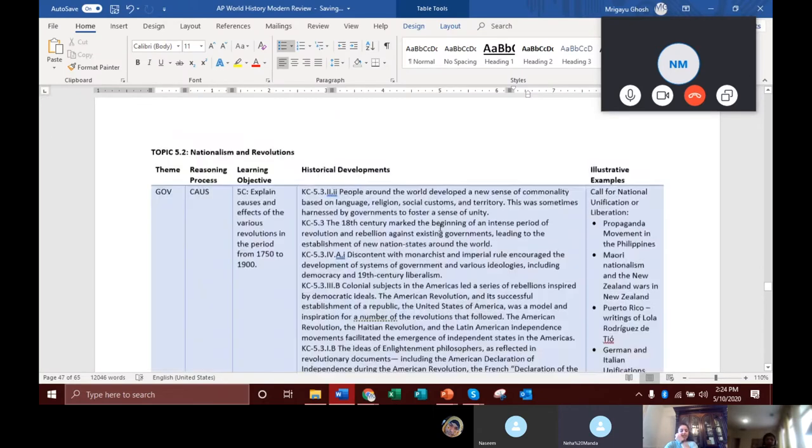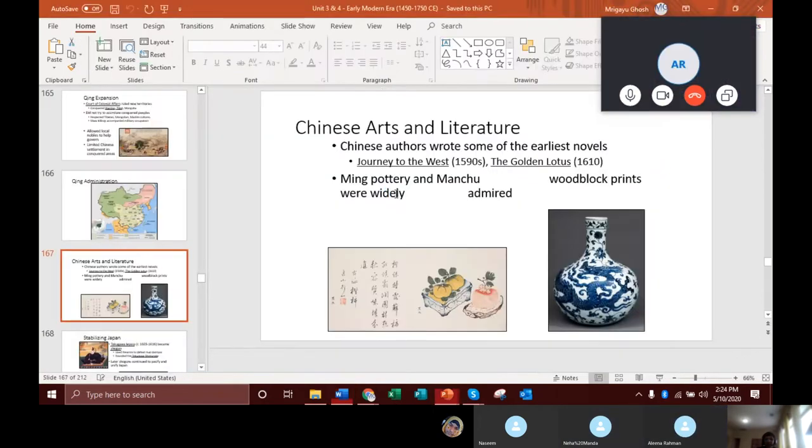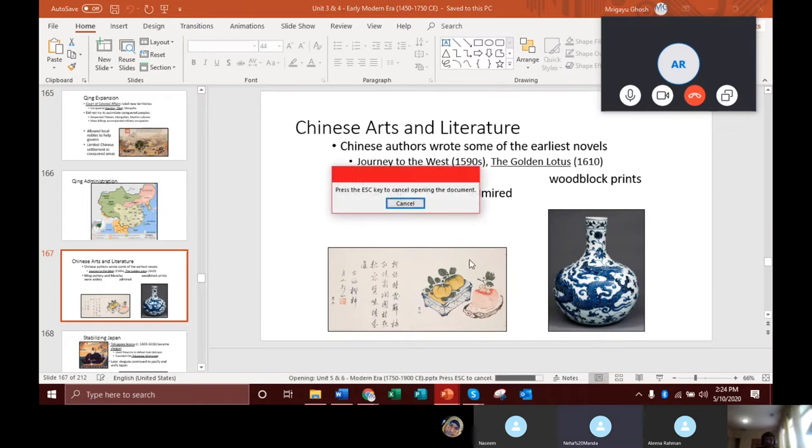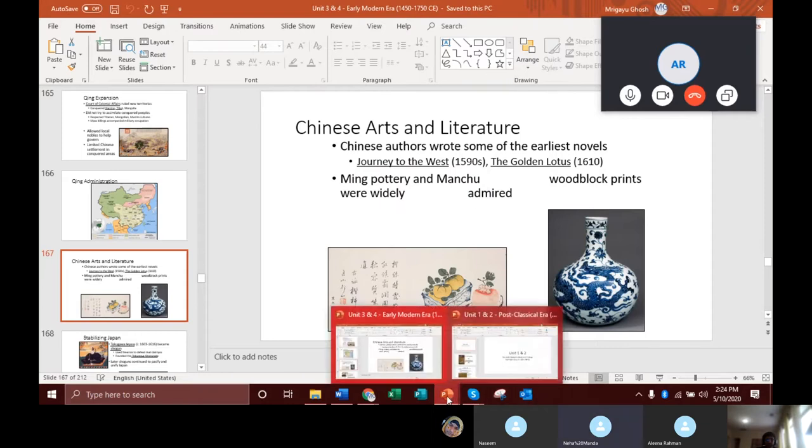All right. Moving on, now we have nationalism and revolution. So this is a big deal. Obviously, we're looking at... Okay, let me open my PowerPoint. That way I can refer to it if need be.